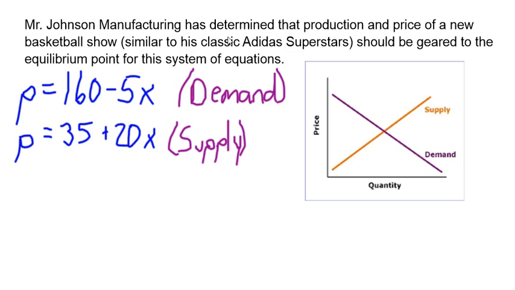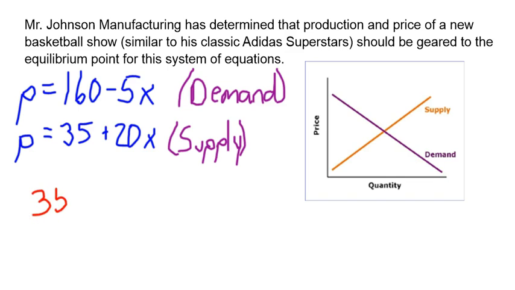In this problem, we have P equals 160 minus 5x. That's the equation representing the demand. Okay, we can tell it's a demand because it has a negative slope. It's going to be decreasing. P equals 35 plus 20x. That's going to be our supply curve. We know that's the supply curve because it has a positive slope. So what we're going to do is solve this system, find out where they're intersecting. That's the equilibrium point. Since they're both set equal to P, we could set these equations equal to each other.